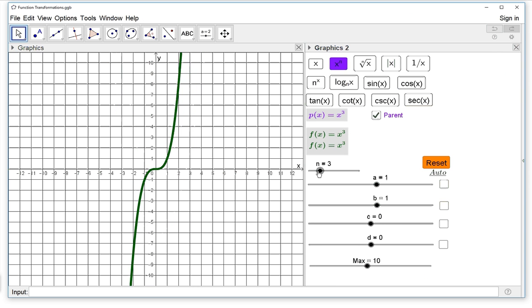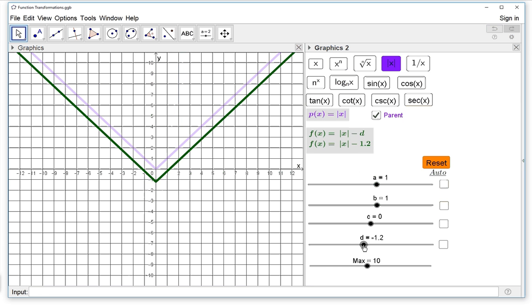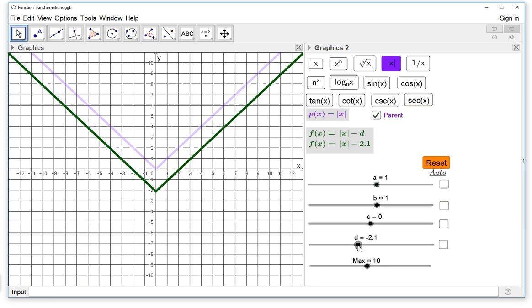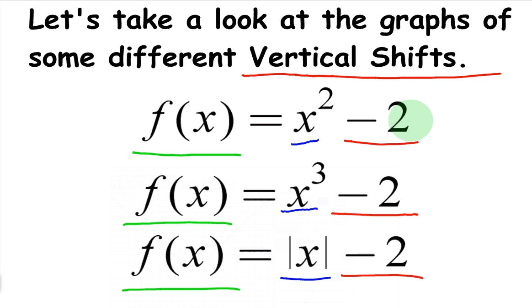Okay, so let's look at x cubed. If we make d equal to negative 2, again we can see all the y values go down. Let's reset that. Absolute value of x, let's make d equal to negative 2. All the y values go down. Again, I love how the vertical shift is so easy to see.